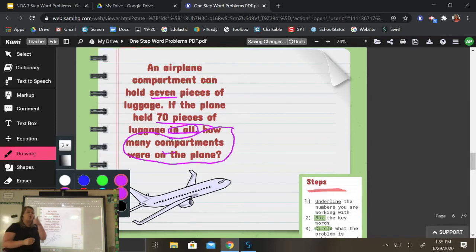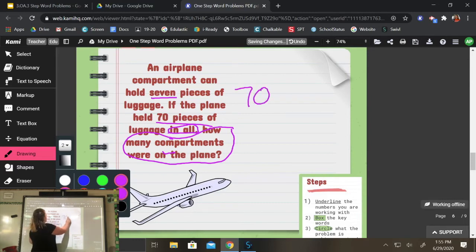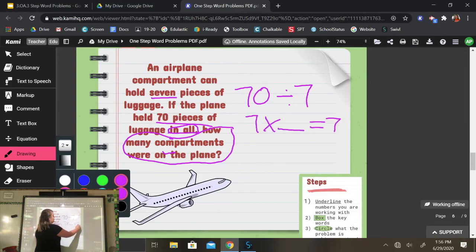So we know our total, and we know that each compartment can hold 7 pieces of luggage. So we have our total divided by the amount of luggage held in each compartment. So 70 divided by 7 equals, well, if we don't remember our division facts, we can use our fact families to figure out what the answer is going to be. So 7 times what equals 70?